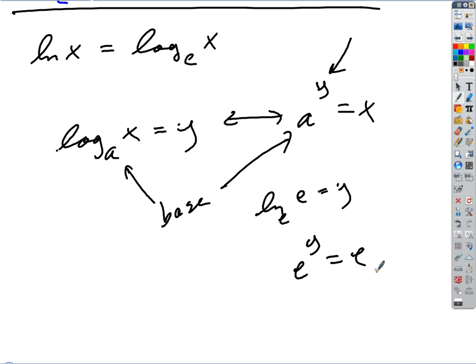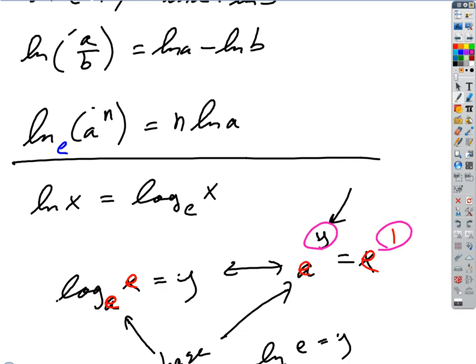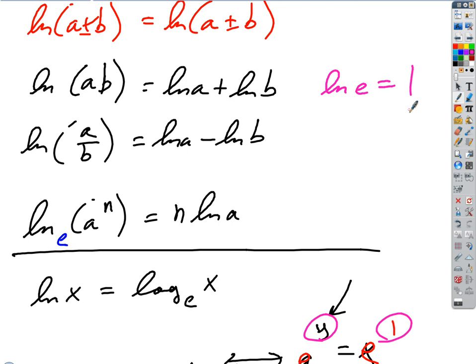Using this relationship right here, if the natural log of e is the same as the base e log of e, isn't that the same thing as saying e to the y equals e? So what's y? It's 1, because there's a 1 there. Does that make sense? Okay. So we know that if the bases are equal and the powers are equal, the exponents have to be equal. So there's another rule that we have: the natural log of e is equal to 1.